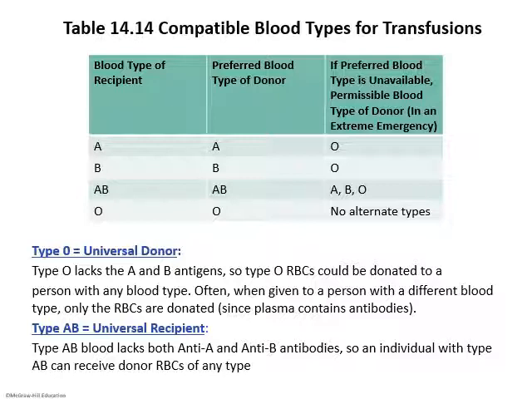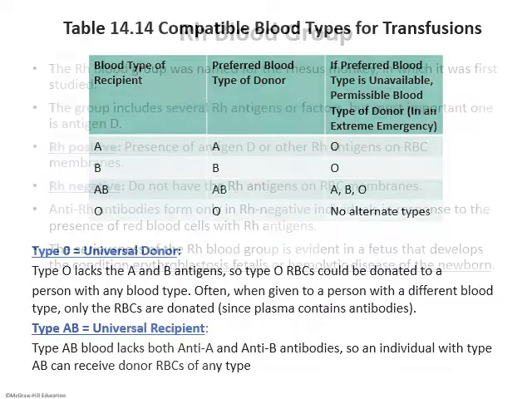So type O is our universal donor, meaning that it can be given to anyone. Okay, and that's because of the fact it has no antigens on its surface. So there's nothing for the antibodies in a person's plasma to react with. Type AB is the universal recipient, meaning that they can get any type of blood, A, B, or O, and that's because of the fact that they have no antibodies in their plasma to react with any of the other blood types.